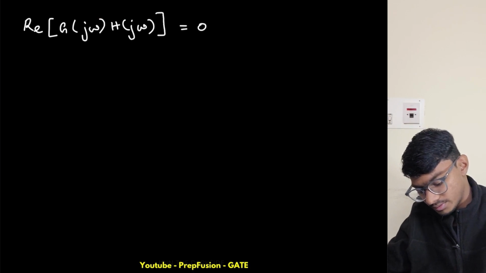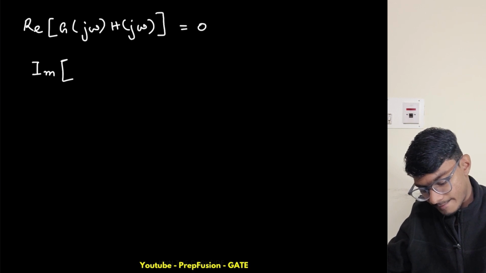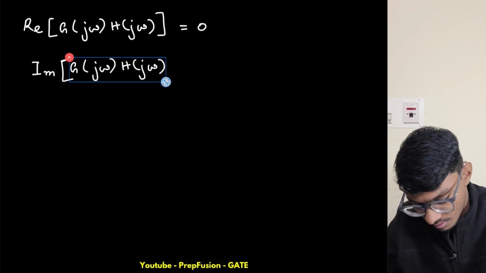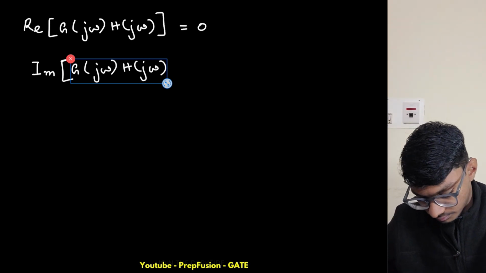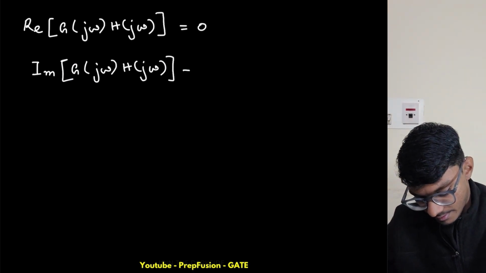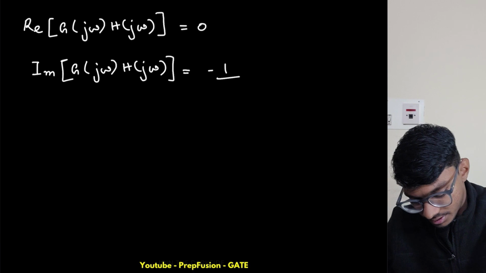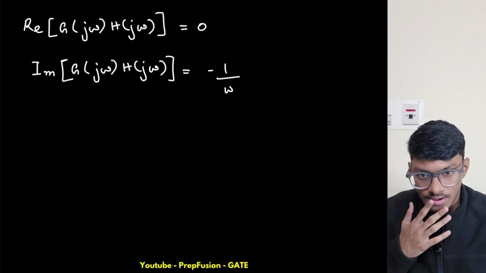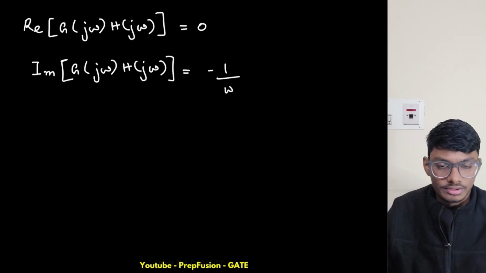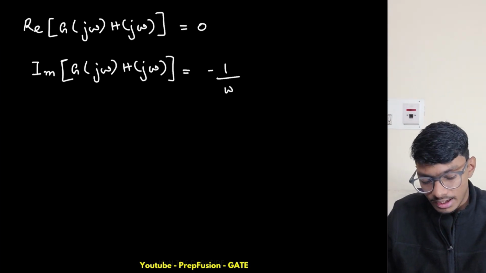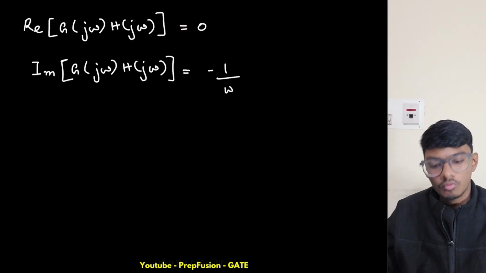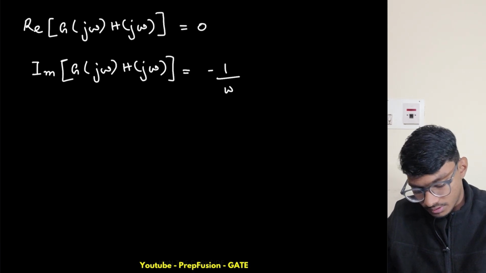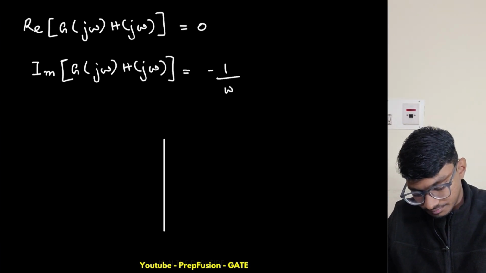0. And what about my imaginary component? My imaginary component is simply equal to minus 1 over omega. So the imaginary component is negative, and it is always lying on the imaginary axis, and I don't have any real component. So how will my plot look? If you understand, you just take a few points.